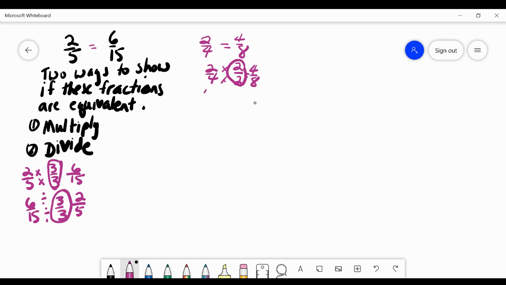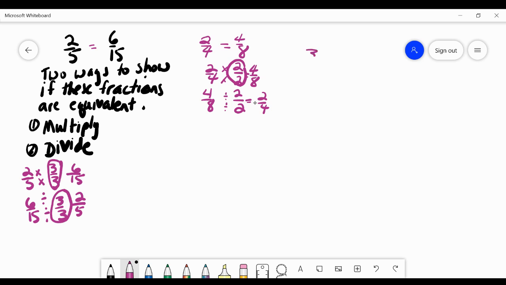Let's divide 4/8 divided by a fraction to give us 2/4. 4 divided by what is 2? It'd be 2. So 2/2. Let's see if 2/2 is our fraction that 4/8 divided by gives us 2/4. 4 divided by 2 is 2, and 8 divided by 2 is 4. Yes. So 2/4 is equal to 4/8.